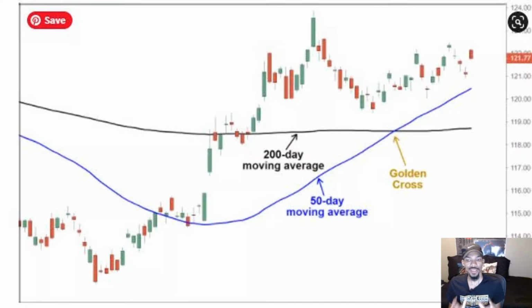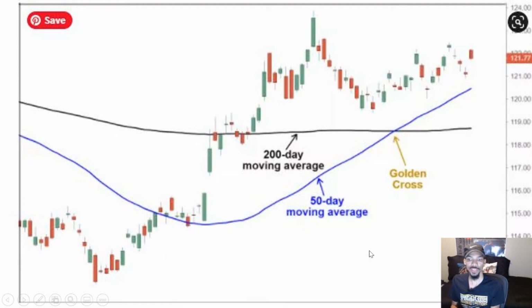So the thing about moving averages is there are two main components that I want to talk about that could be a signal to buy and sell. It's the golden cross and the death cross. Right in this picture, you're looking at the stock price in a candlestick or candle chart, where you can see this is the 200-day moving average.